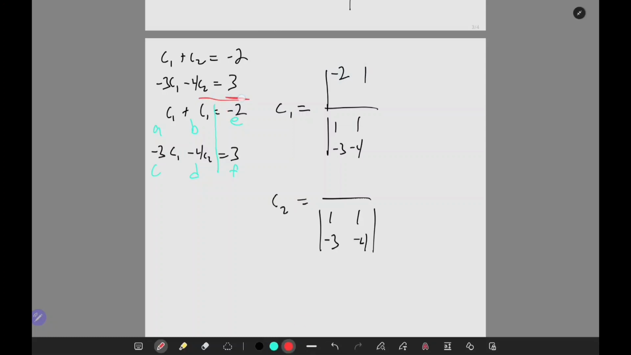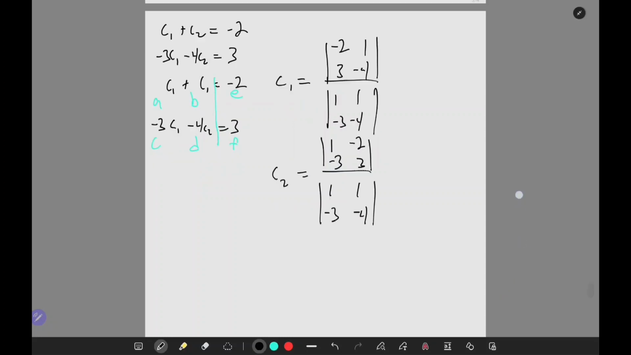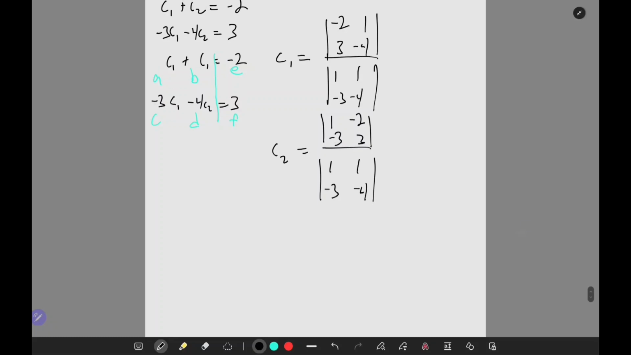I just looked at these two right here, and I go this way. Then we have 3, -4. Right? I just flipped these bottom two right here. Now for C2, remember it was the outside 2, right? So we have 1, -2, and -3, 3.